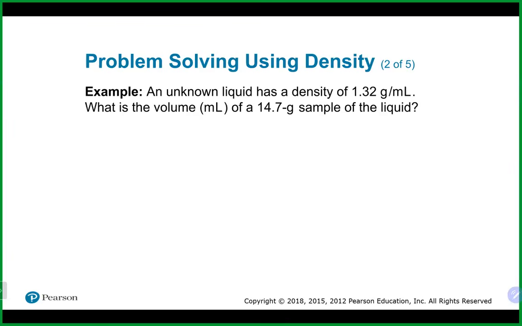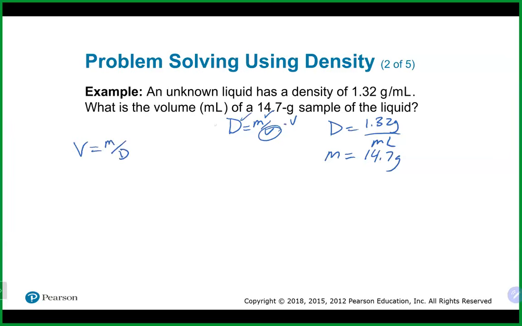Okay, let's take a look. So once again, obviously we're using density. We've got the density given to us as 1.32 grams per milliliter. We also have the mass given to us, which is 14.7 grams. So I've got mass, I've got density. Volume seems like a really good one to solve for, since that is what it's looking for. Once again here, volume will equal mass divided by density, multiplying by volume on both sides, and then dividing by density back the other way. And that is how we get there.